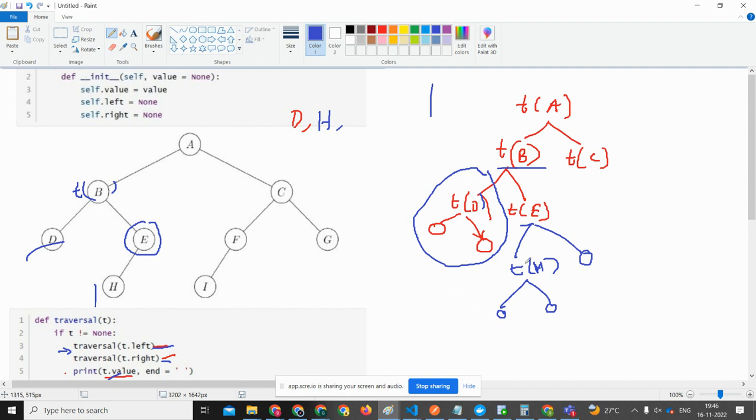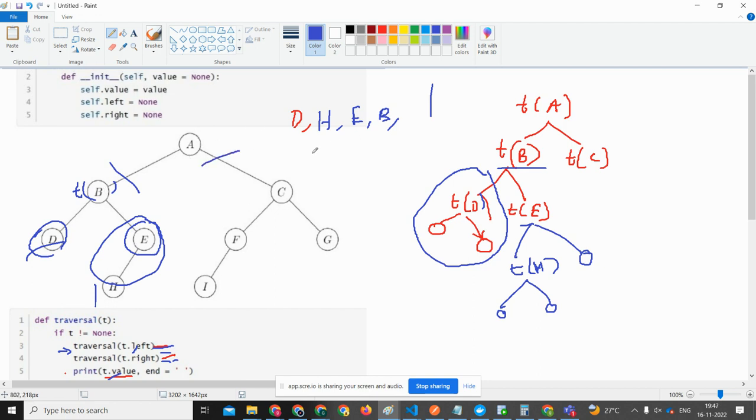So after H, you need to see the right hand side. There is nothing. So that's why you're printing E, correct? Good. So now that you have explored the left hand side of B and the right hand side of B, since these two lines are done for B, you can right away print the value of B. Great. Now that this left hand side is covered, coming back to A.